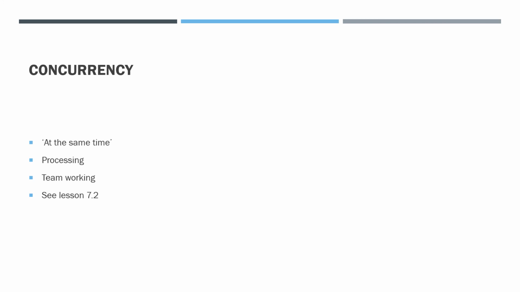For now, let's just briefly say that concurrency means that things happen at the same time. Some computers allow processing of different tasks to go on at the same time. And also, if we split our work between different members of the team, we can all be preparing different parts of the software at the same time. But much more about this in lesson 7.2.